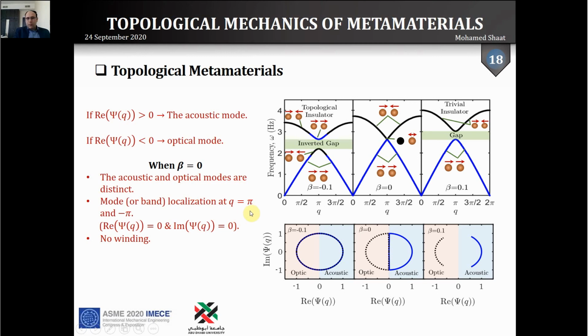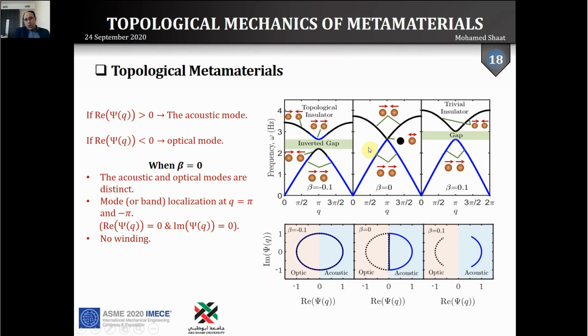So when Q equals pi or negative pi, there should be a localization happening here, and there should be a confinement of the vibration energy at only one atom or one particle of the metamaterial, or one unit cell. And again, these are two distinct modes as shown here. This is for the case beta equals zero.